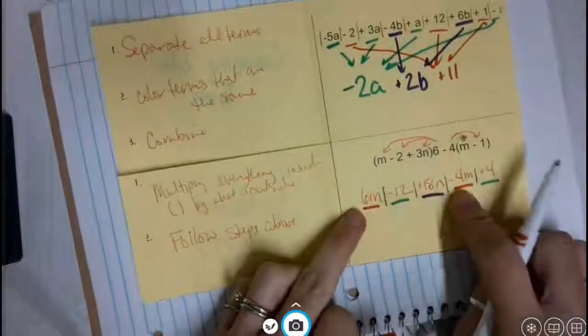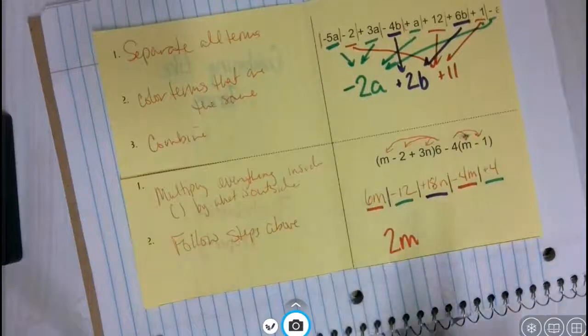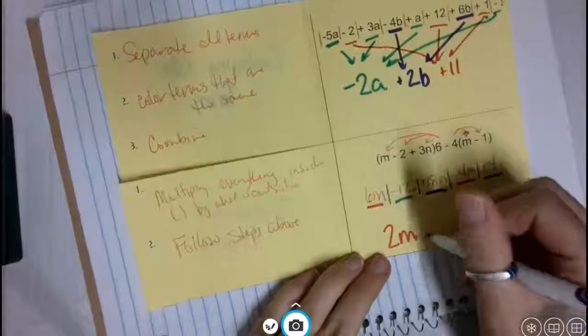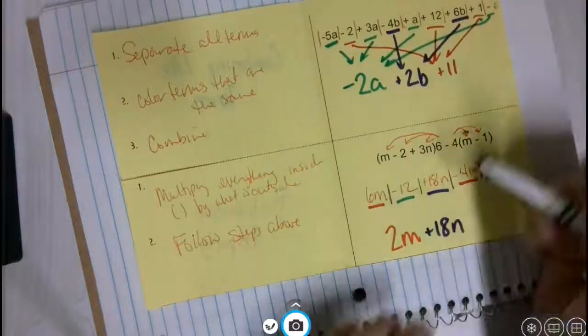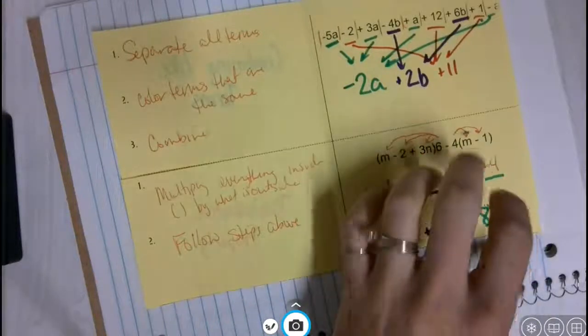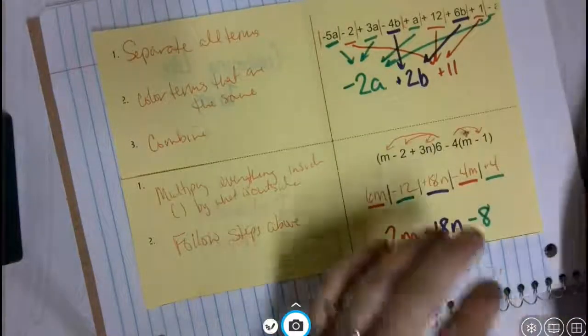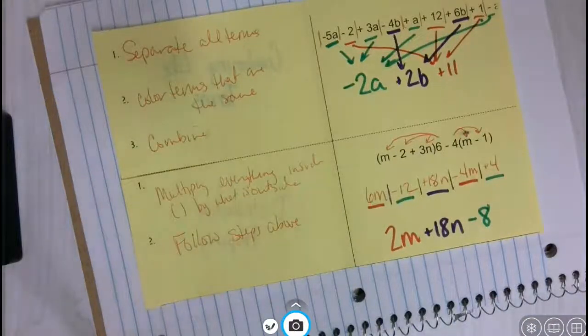So 6m minus 4m gives me 2m. Then I see I only have this one purple one, plus 18n. And then I've got my green one. So negative 12 plus 4 is minus 8. So here's how I can combine all of my different terms, by separating them out and then combining the ones that go together. Okay, so that's really where we're going to live.